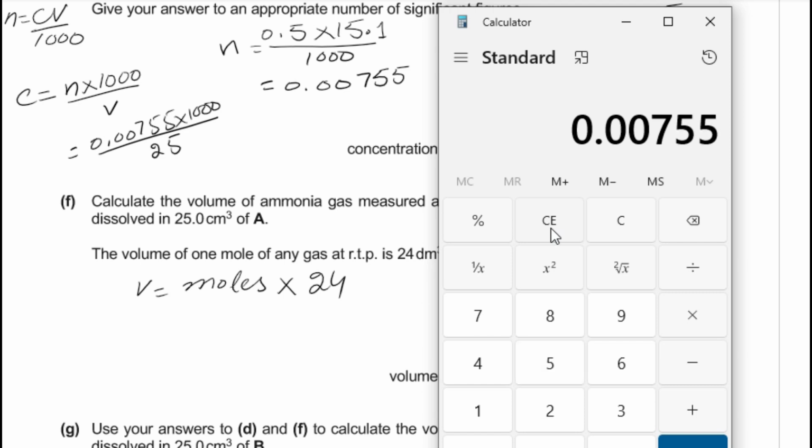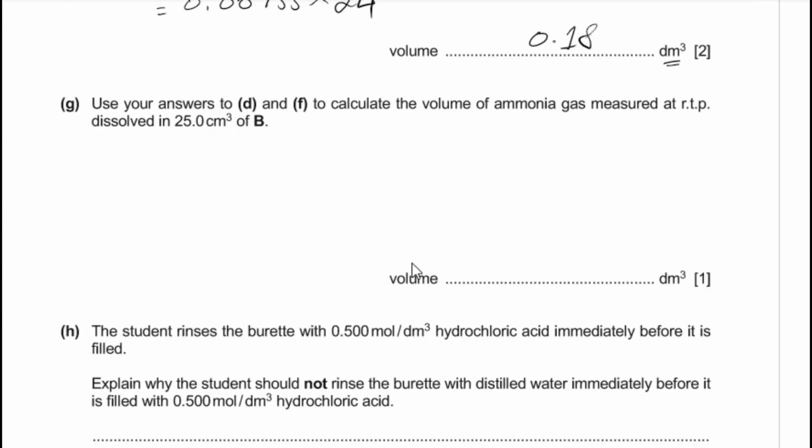0.00755 are the number of moles. Multiply them with 24 to get the volume. Use your answer to D and F to calculate the volume of ammonia gas measured at room temperature and pressure dissolved in 25 cubic decimeter.